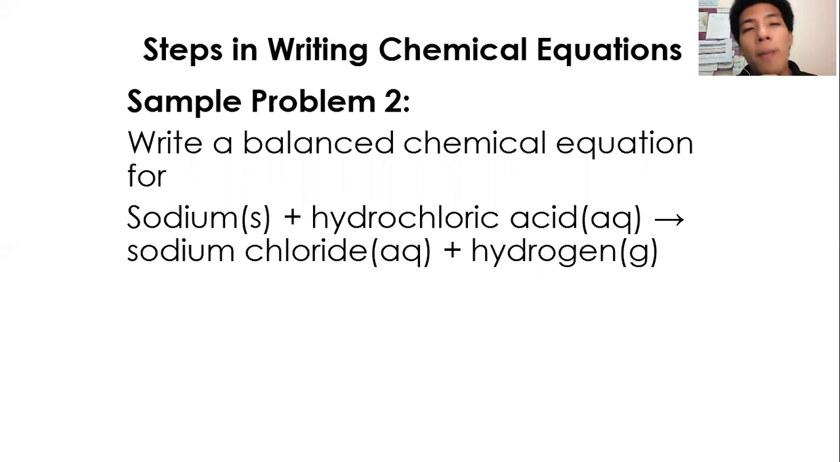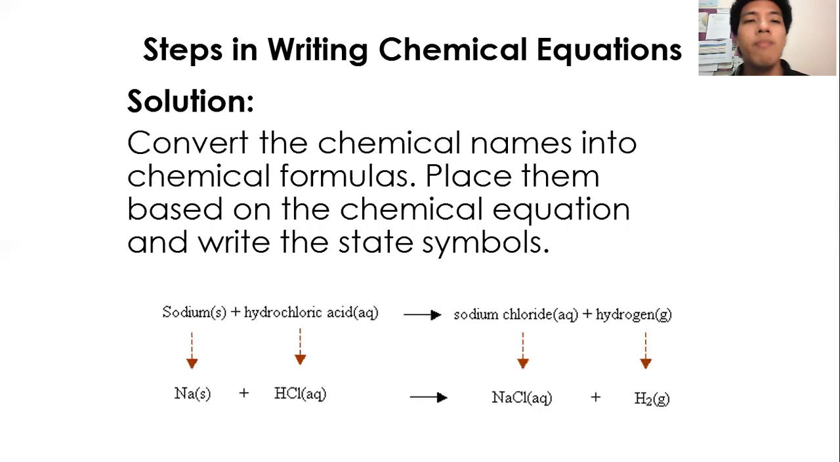Okay, for sample problem number 2, you're going to write a balanced chemical equation for sodium plus hydrochloric acid yields sodium chloride plus hydrogen gas. We're going to convert the chemical names into chemical formulas, place them based on the chemical equation, and write the state symbols. This is the same as what we did in the last problem.